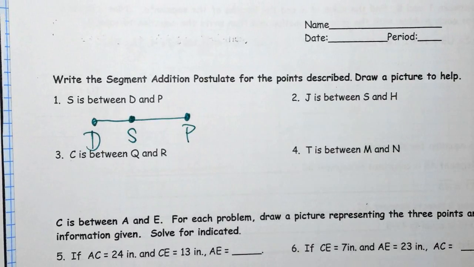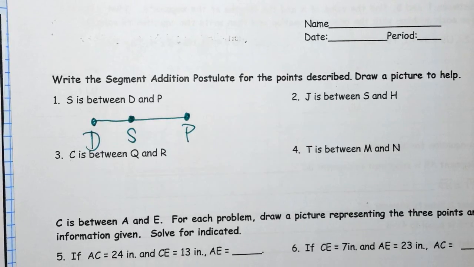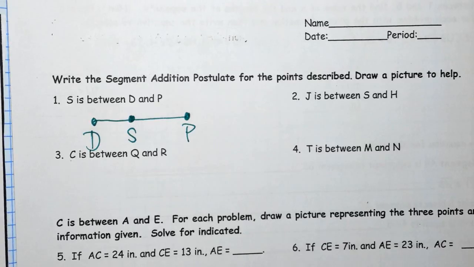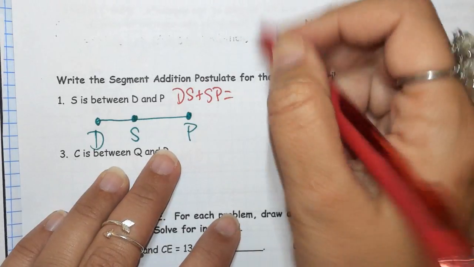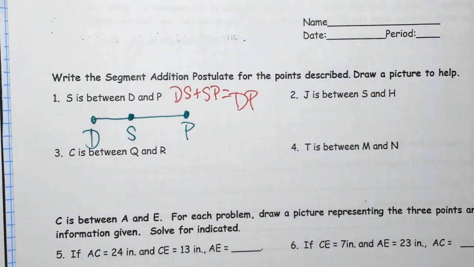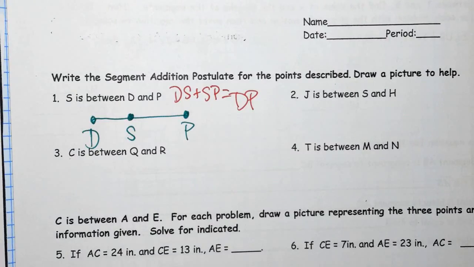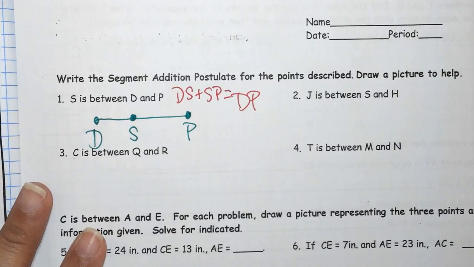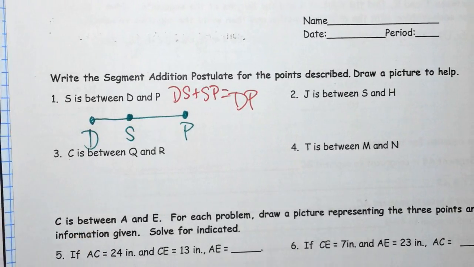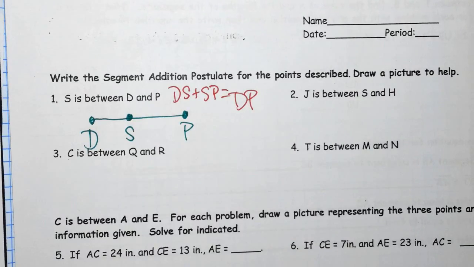Now, what does the segment addition postulate say? Look back at your notes. Add them up. So DS plus SP must equal what? Do the rest without me. Go. You can do it. That's basically starting you off on the entire thing. Now, it's group work, so talk to each other about it. Does everybody understand?